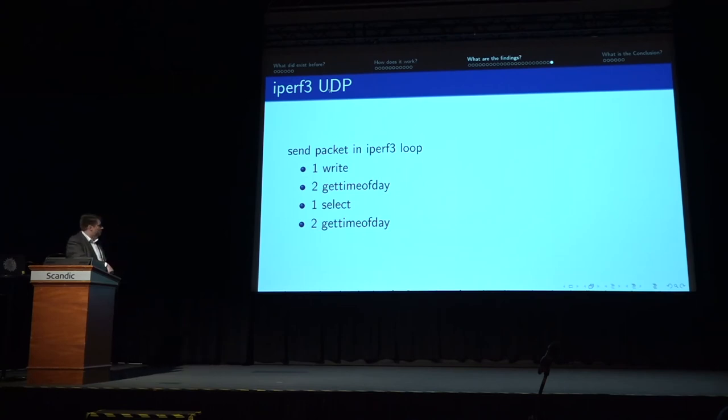For every UDP packet it is sending, it does one write, then two gettimeofday calls, one select system call, and another two gettimeofday system calls. So basically, what iperf -u is measuring is the speed of your gettimeofday system call. And the Linux guys don't get it because they have mapped that in memory and it's very fast for them.